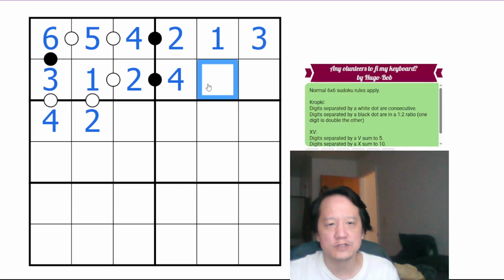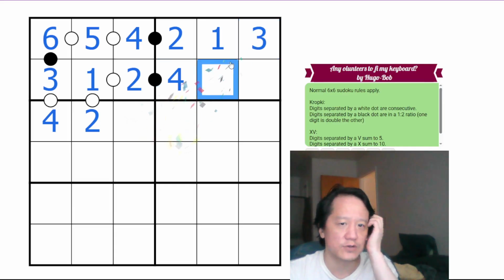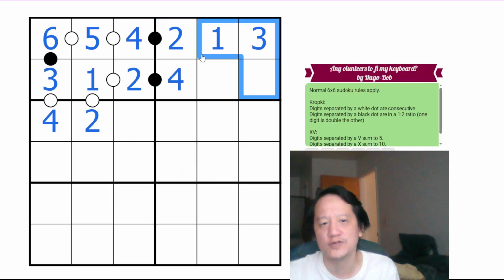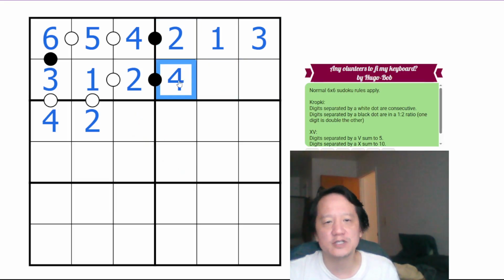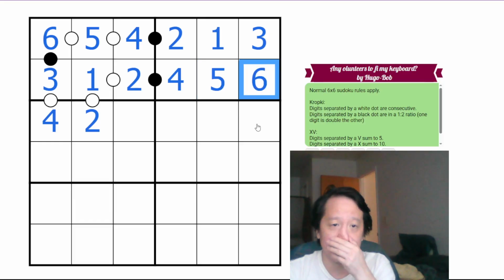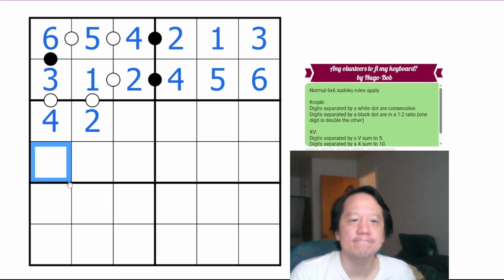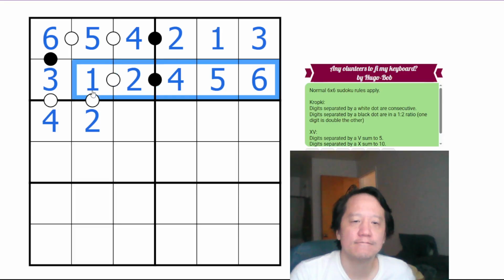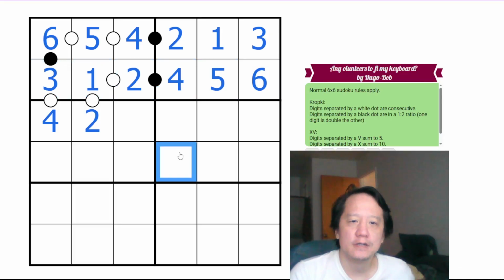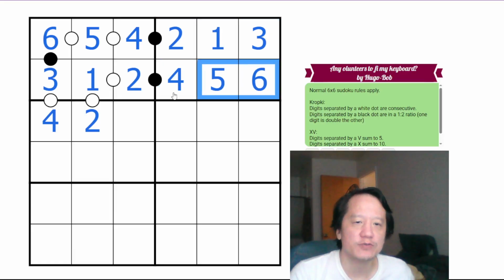That's 1. This is 3. This can't be 6. That's 3 in the corner. We celebrate because we're close to solving this. This can't be 6 because that adds up to 10 here, so this must be 5, which makes that 6 there. Okay. And the rest is basically all using the negative constraint, would be my guess, and normal Sudoku.